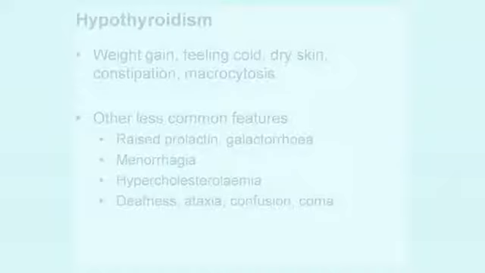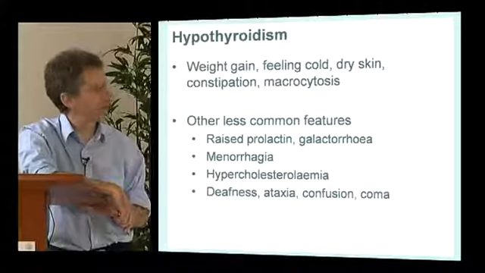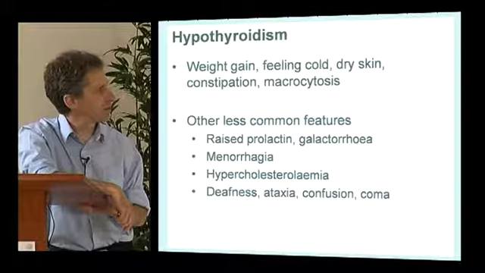There are also unusual features of hypothyroidism. You'll be aware of weight gain, feeling cold, dry skin, constipation, and enlarged red cells. But it's important to be aware of a raised prolactin. We just mentioned that before, and that can cause galactorrhea. So it's an important, easily treatable cause of galactorrhea and a raised prolactin.